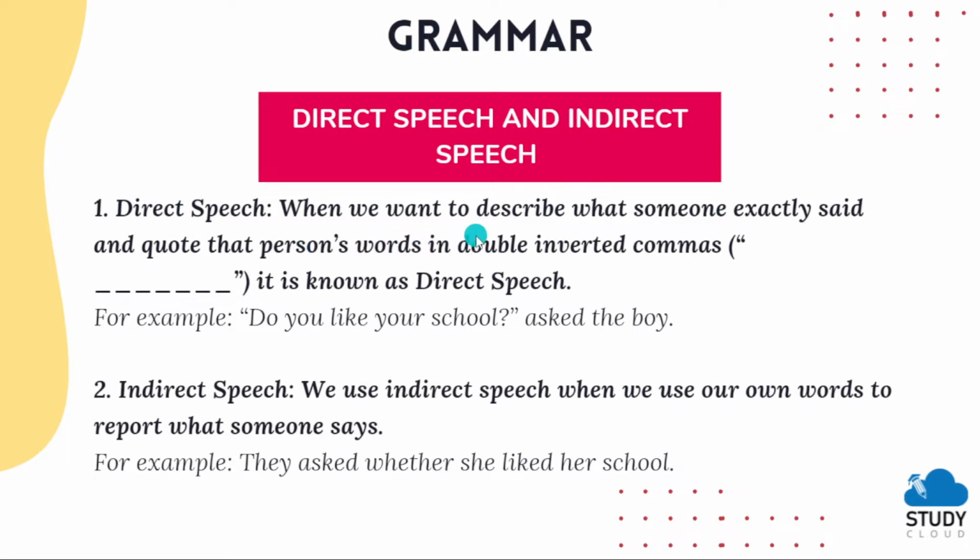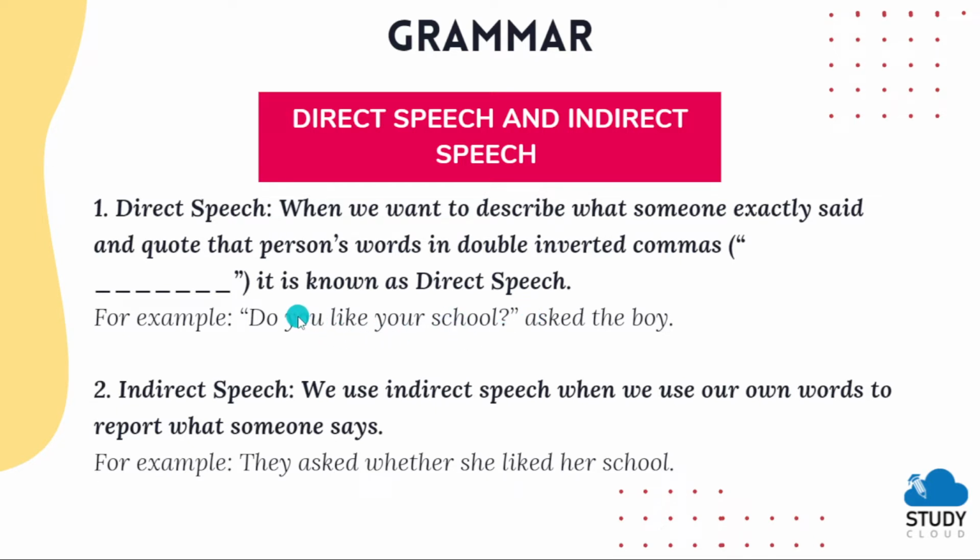When we want to describe what someone exactly said and quote the person's words in double inverted commas, it is known as direct speech. See, these are double inverted commas. So when we say or when we write whatever the other person has said, the exact words of that person, that speech is known as direct speech. For example, "Do you like your school?" asked the boy. See, the boy's words are, "Do you like your school?" So we put it into inverted commas.